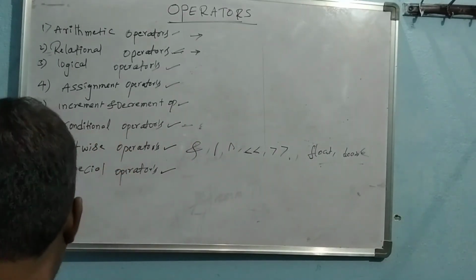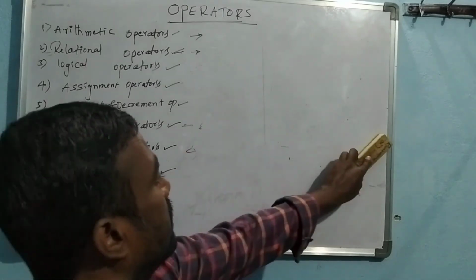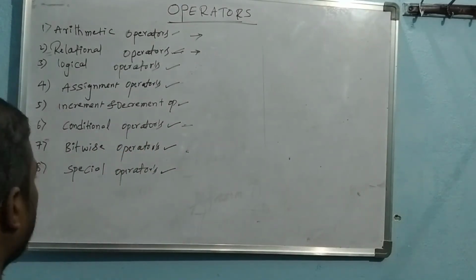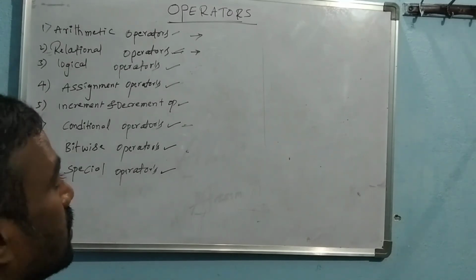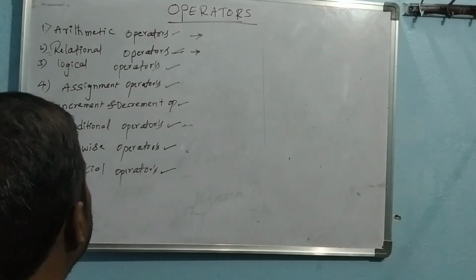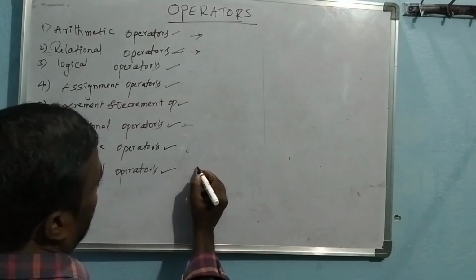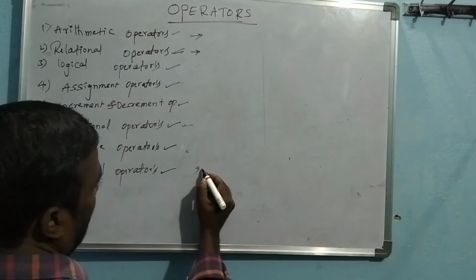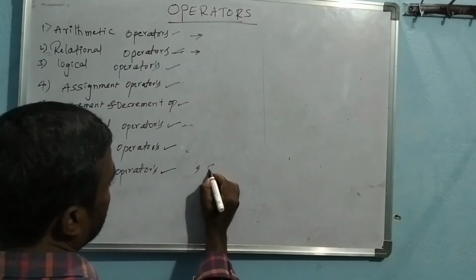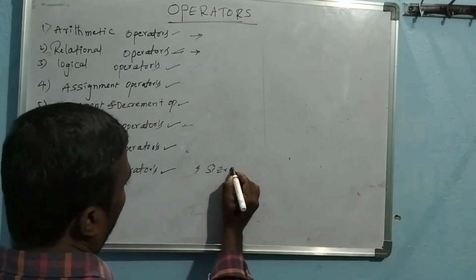And the last one is the special operators. What special operators are available? Let's see, we are discussing the special operators. Special operators are comma, and the next one is sizeof.